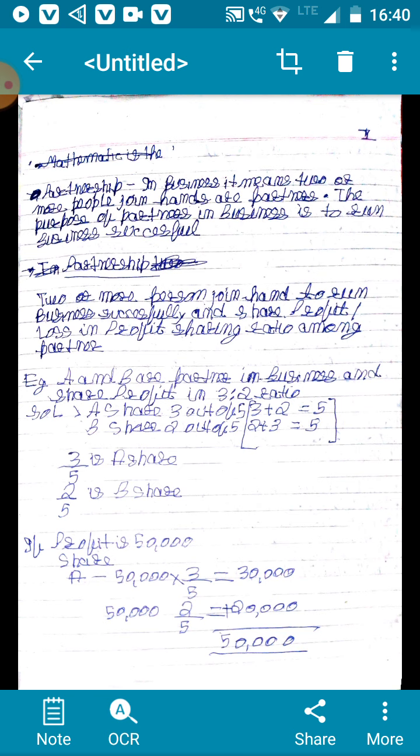If profit is 50,000, A's share is equal to 50,000 into 3 upon 5, which is equal to 30,000, and B's share is 50,000 into 2 upon 5, which is equal to 20,000. And 30,000 plus 20,000 is equal to 50,000.